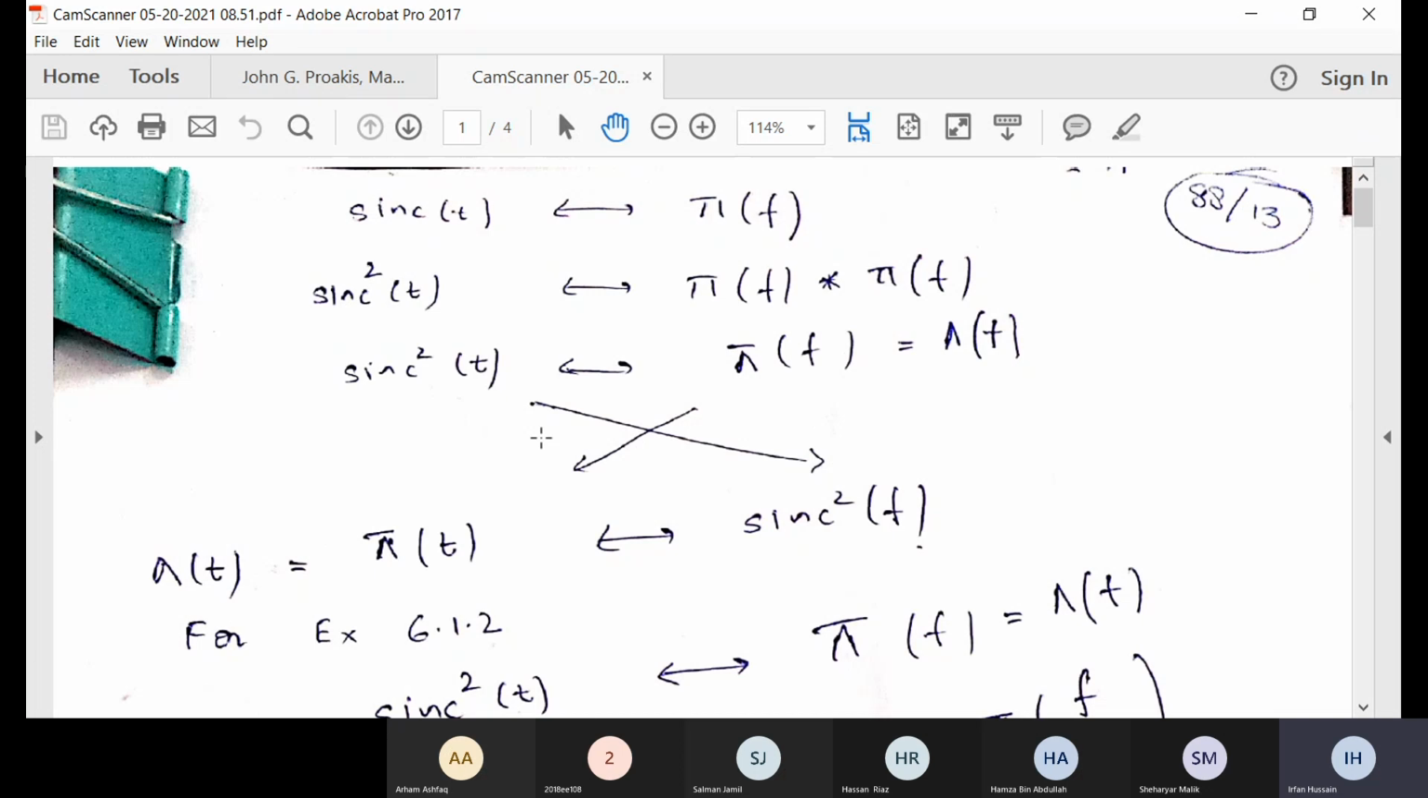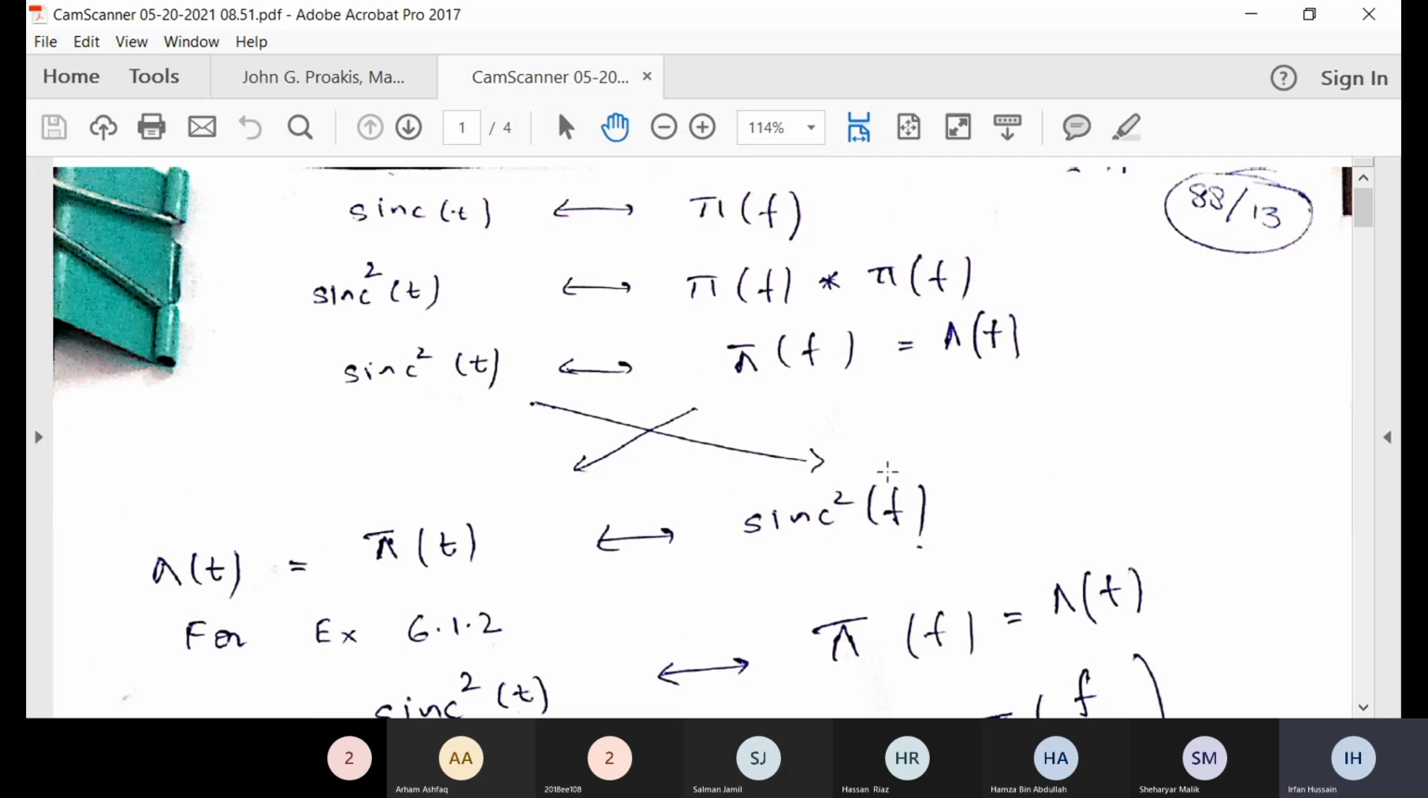So just for their remembrance, we all know sinc gives us a rect in frequency. So sinc square in time will be multiplication in time, which will be convolution in frequency. And so sinc square, the convolution of two rects, gives us a triangle. You can use this notation as well as this notation, both are the same: triangle, and this is a rect.